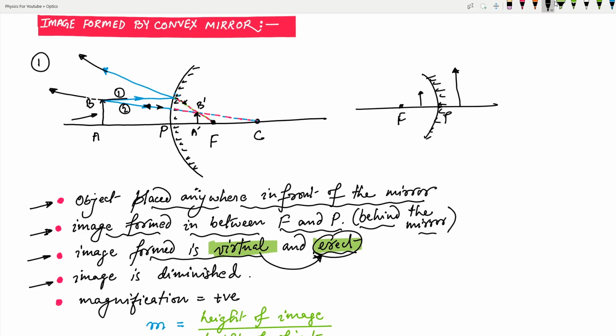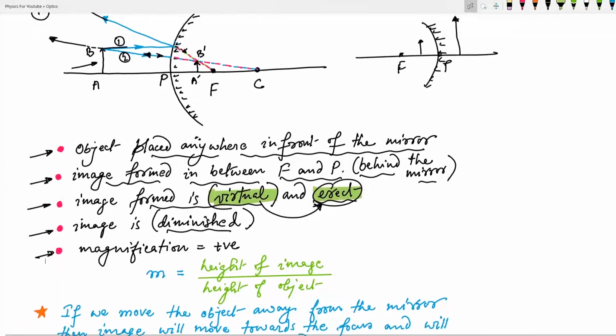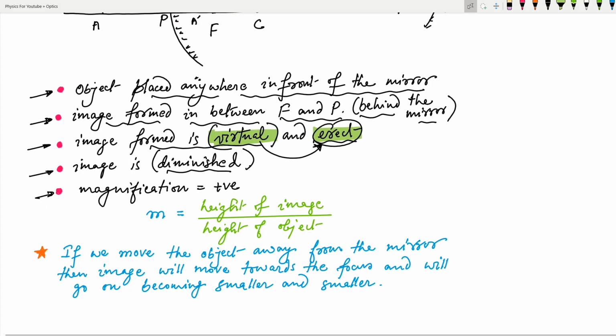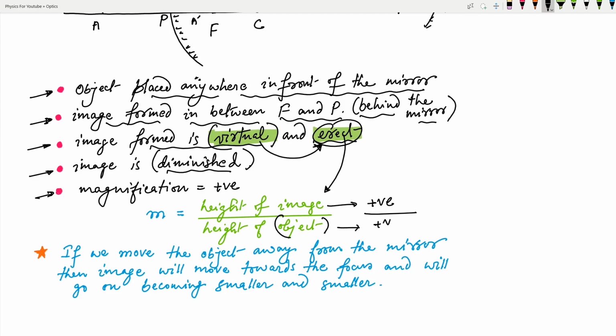But here we will see that even though we are getting a virtual and erect image, we will get a diminished image. Okay, now let's look into magnification. Now we know magnification. What does magnification mean? It is just comparing the height of image to the height of object. Now the height of image, as we can see, is erect, therefore the sign convention will be positive, and the height of object, since it is also erect, will be positive, so positive divided by positive will be positive, therefore the magnification will be positive in case of convex mirror always.